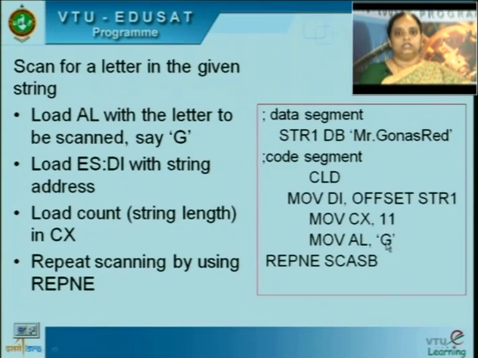Since there is a match, provided both of them are uppercase, if it's a lowercase, the ASCII values will be different, so again it will be a not equal. But in this case, this is an uppercase G, and this is also an uppercase G in AL. Since there's a match condition, the repetition will stop, the SCASB will stop, and it will come to the next instruction.